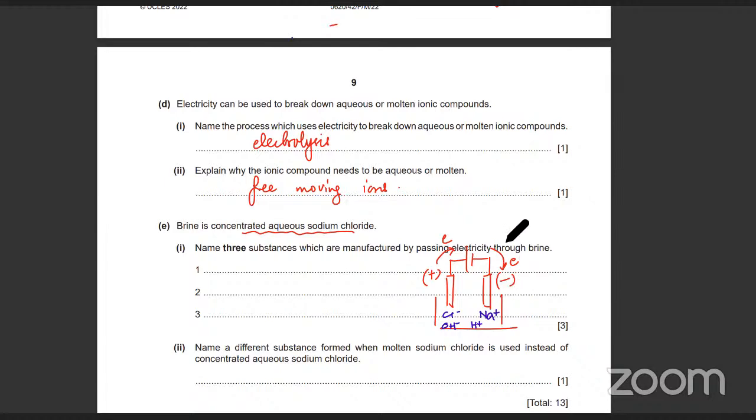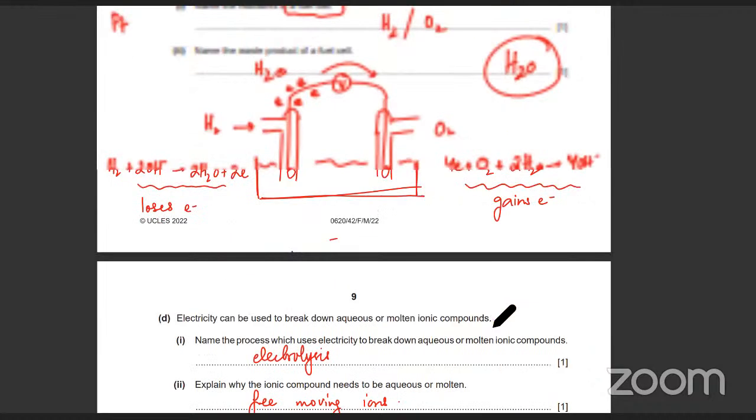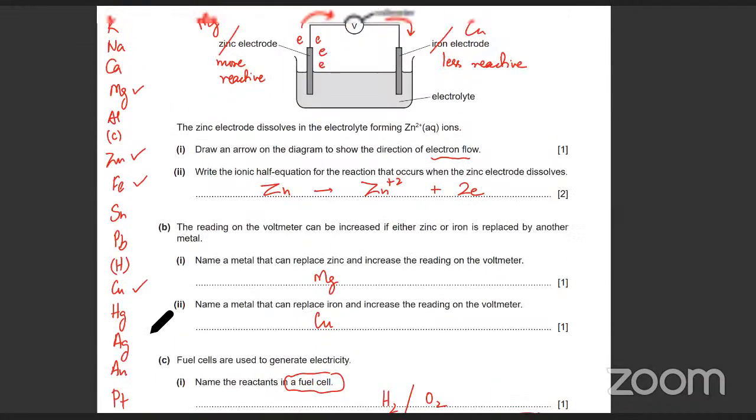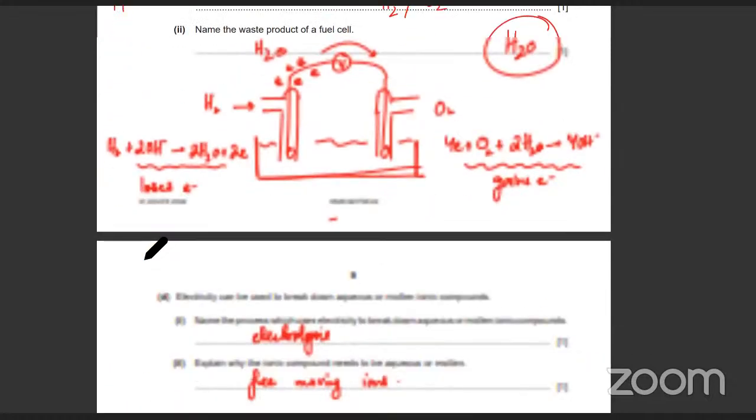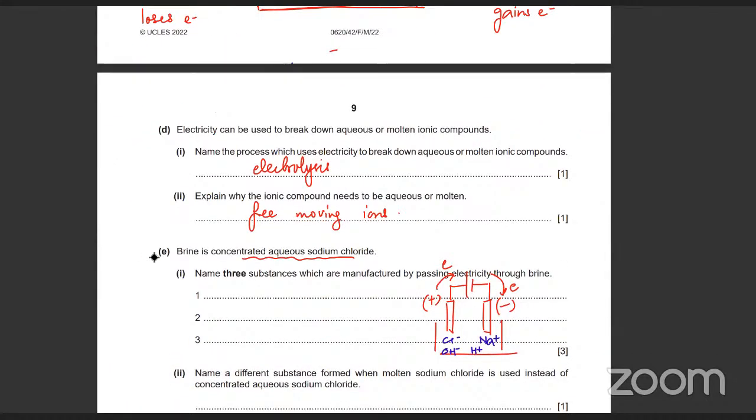What was the rule for the cathode? Electrons are coming in from the battery. The rule was the one that's lower in the reactivity series gains electrons. H is here. H is the one that's going to gain electrons. That's the rule. H has a higher tendency to gain electrons. And since it's diatomic, it will form H2 gas. Is this clear?